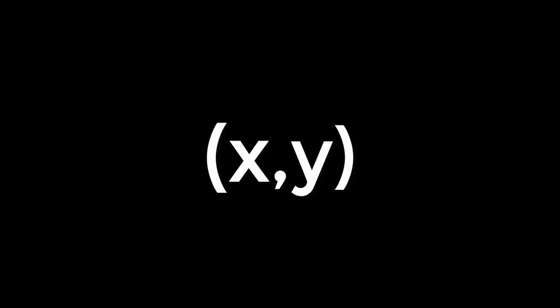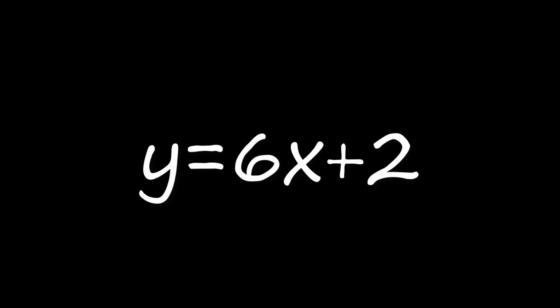But what if we had an equation like this? This is called a linear equation. Now, you might be thinking, how are we going to graph this? There are no ordered pairs that we can use. Well, what if I told you that you can make your own ordered pairs using this equation? And how are you supposed to do that? Well, that's what we're going to be doing in this video.